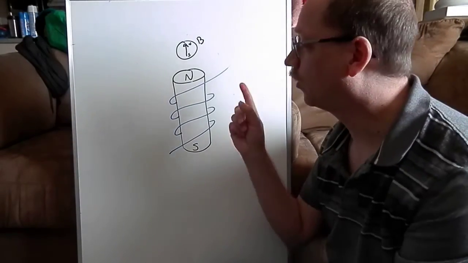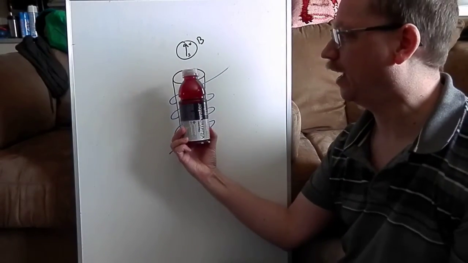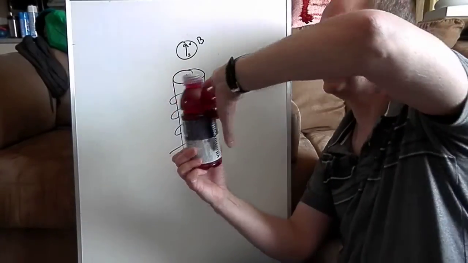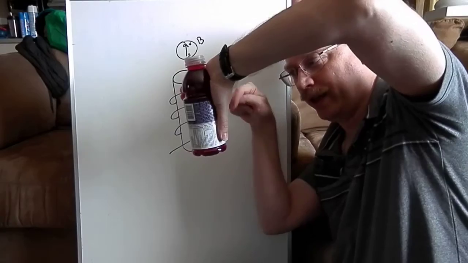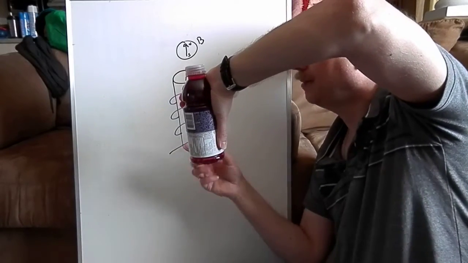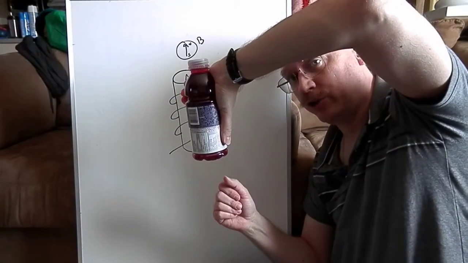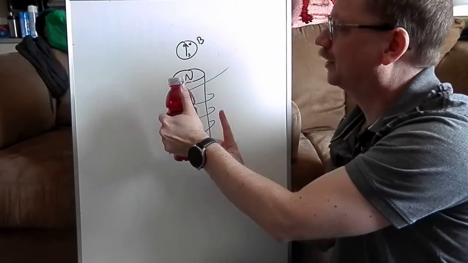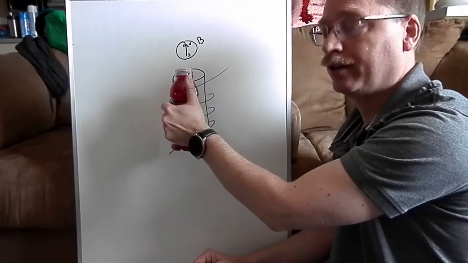So that means that when I grab this solenoid that I'm looking at, I've got to make sure that my hand doesn't point this way with my thumb pointing down, because my thumb has to point to the north end of the solenoid. So I'm going to grab like this, thumb pointing to the north end of the solenoid.